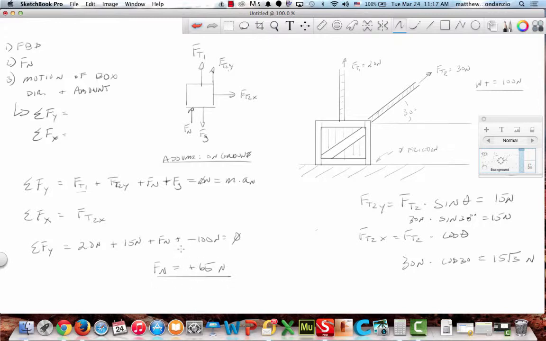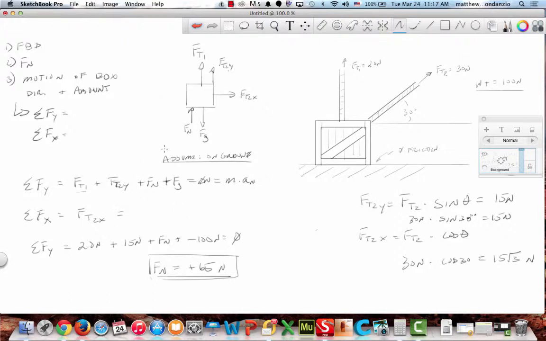What does that positive 65 newtons mean? That it is on the ground. It's on the ground. That we actually have a force pushing up. So do we have any motion in the y? No. Okay. So we only have motion in the x. What's our motion in the x? Well, that's our force. Okay. So that's Ft2x.